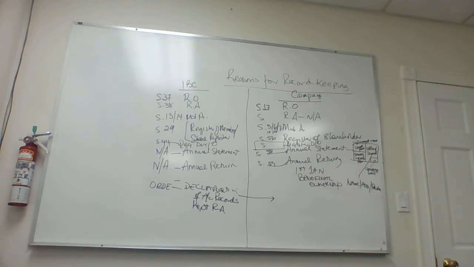90 days for what? I think it's only 90 days if the registered agent changes. Then the registered agent has to file the changes, but it's a one-time thing. Okay. You have accounting records. So you want to copy this? Yeah. Okay. So this is a one-time thing.